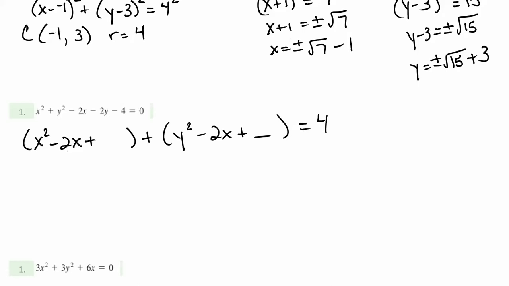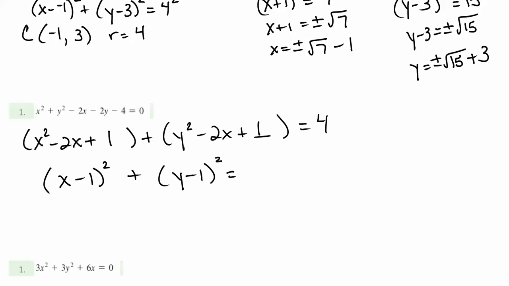Now, the process of completing the square is to take half of the linear term. So half of 2 is 1. And then you square it. 1 squared is 1, and you add it right here. And what you've done is you've created a perfect square trinomial. This will factor as x minus 1 quantity squared. You do the same thing here. Half of 2 is 1, squared is 1, so you have a 1 there. So this is going to be y minus 1 squared.